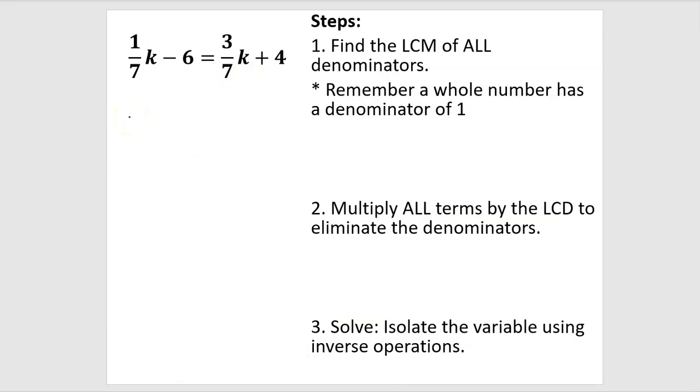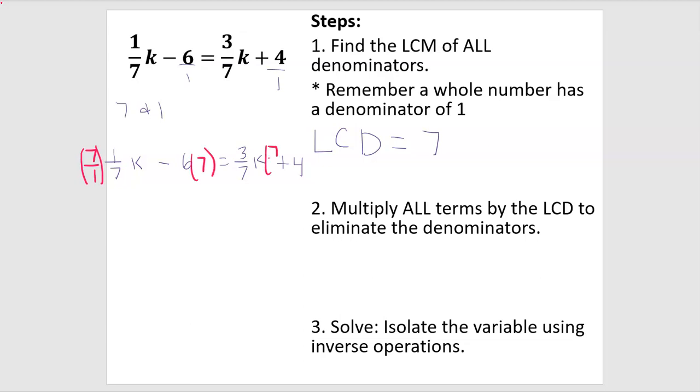Okay, so I'm going to do the same thing. I'm going to find the LCM of my denominators, but the only numbers I have is 7 and 1. So the LCD of 7 and 1 is just 7. So I'm going to go ahead and multiply everything by 7. So 1/7 k minus 6, 3/7 k plus 4. And what I'm going to do is I'm going to go ahead and multiply everything by 7. This is times 7. This is times 7. Everybody gets a 7.